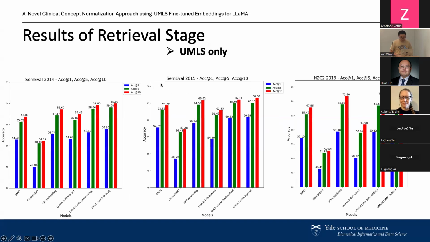So these three figures represent the retrieval results from the UMLS-only indexing library on three data sets. The blue bar means accuracy at 1, the green bar means accuracy at 5, and the red bar means accuracy at 10. From these figures, we can find that if we use Clinical BERT as an embedder, we will get the worst performance among these methods, even worse than that of BM25.